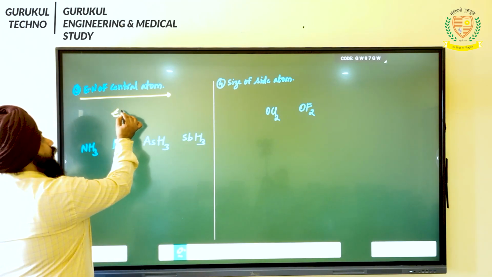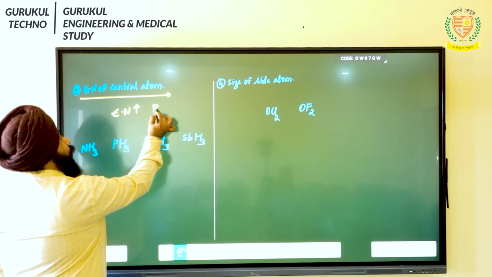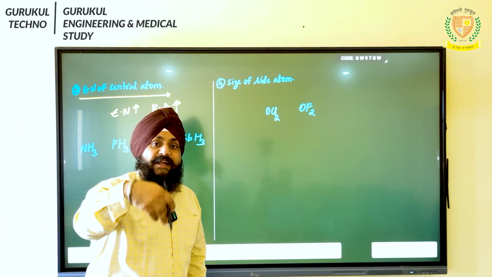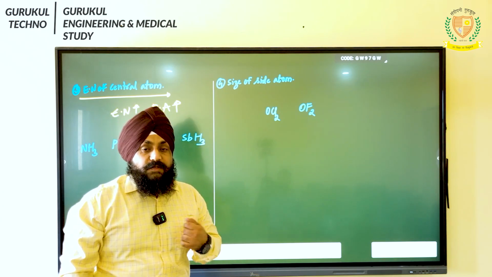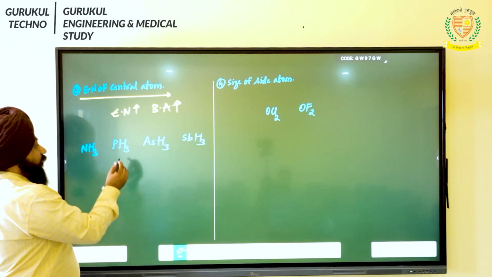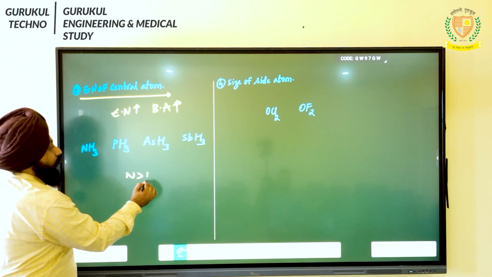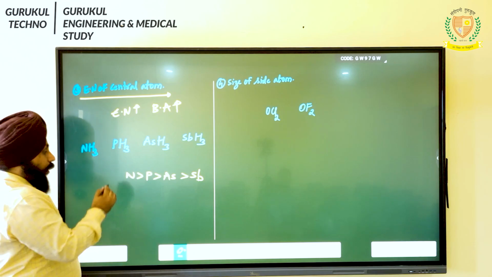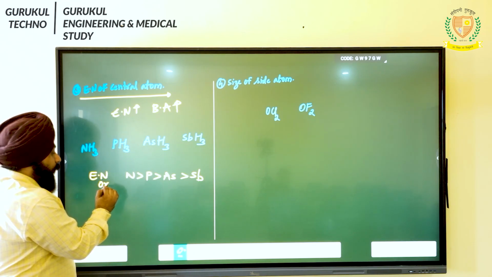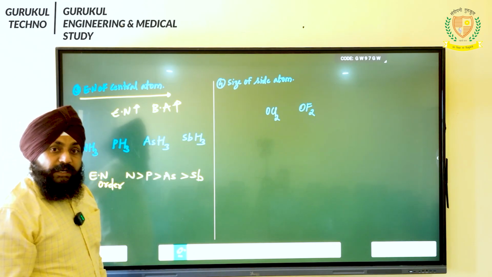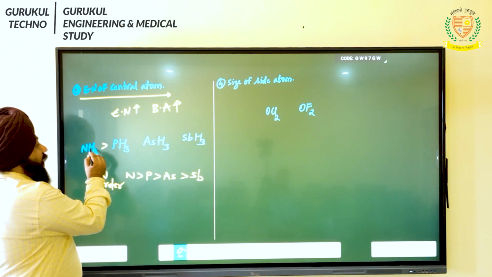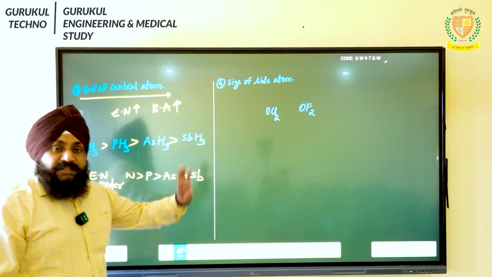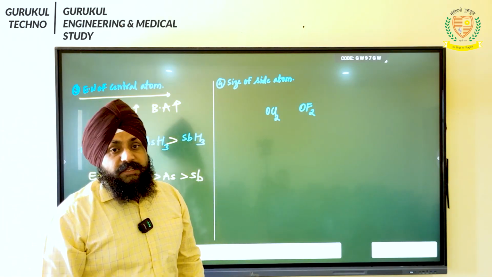See, the more the electronegativity of the central atom, the more the bond angle is going to be. Here we say N is more electronegative than P, P is more electronegative than arsenic, and arsenic is more electronegative than antimony. So we have written this as the electronegativity order. So NH3 bond angle will be more than PH3, which will be more than arsine, which will be more than stibine.